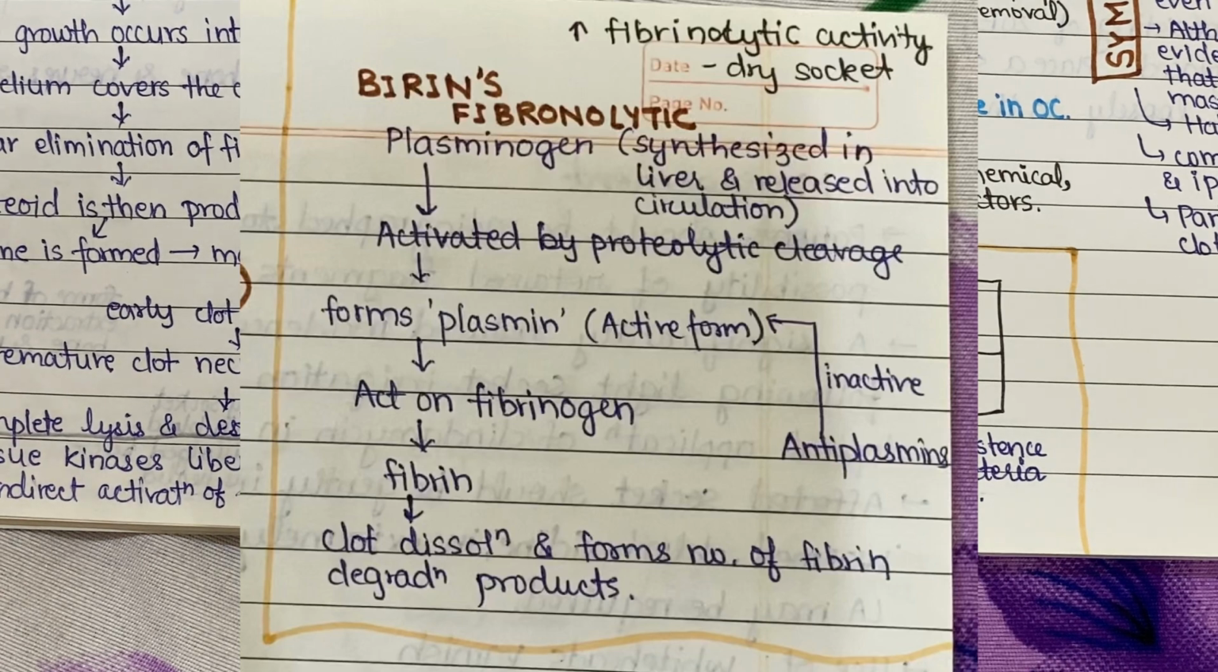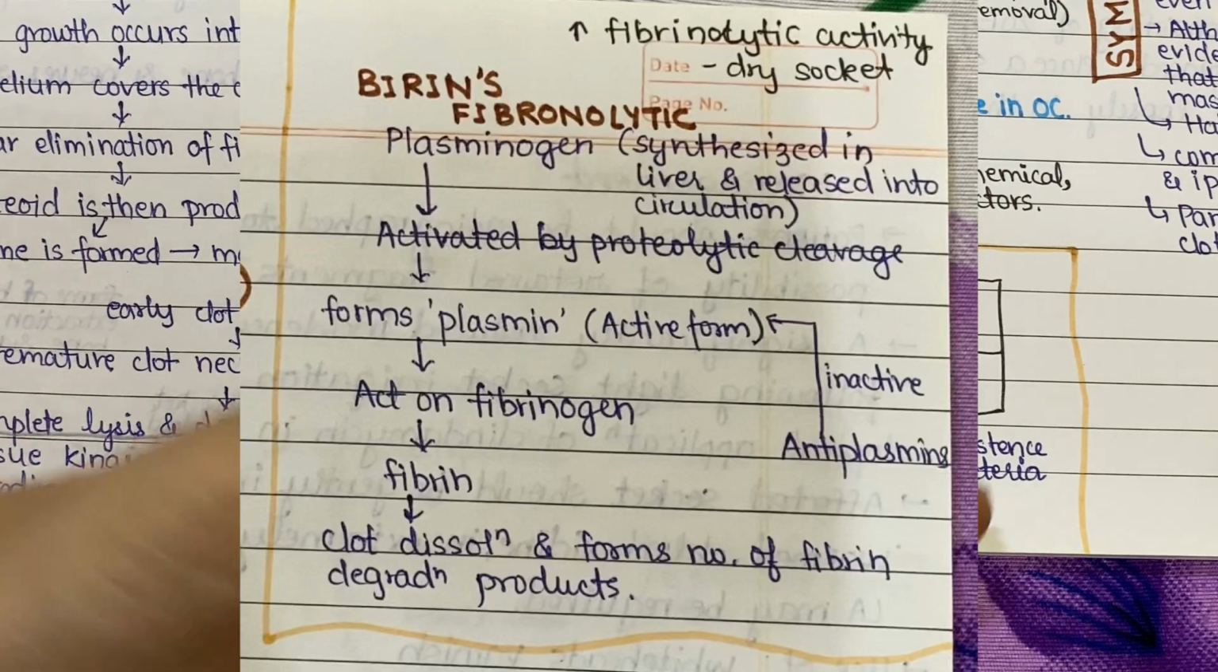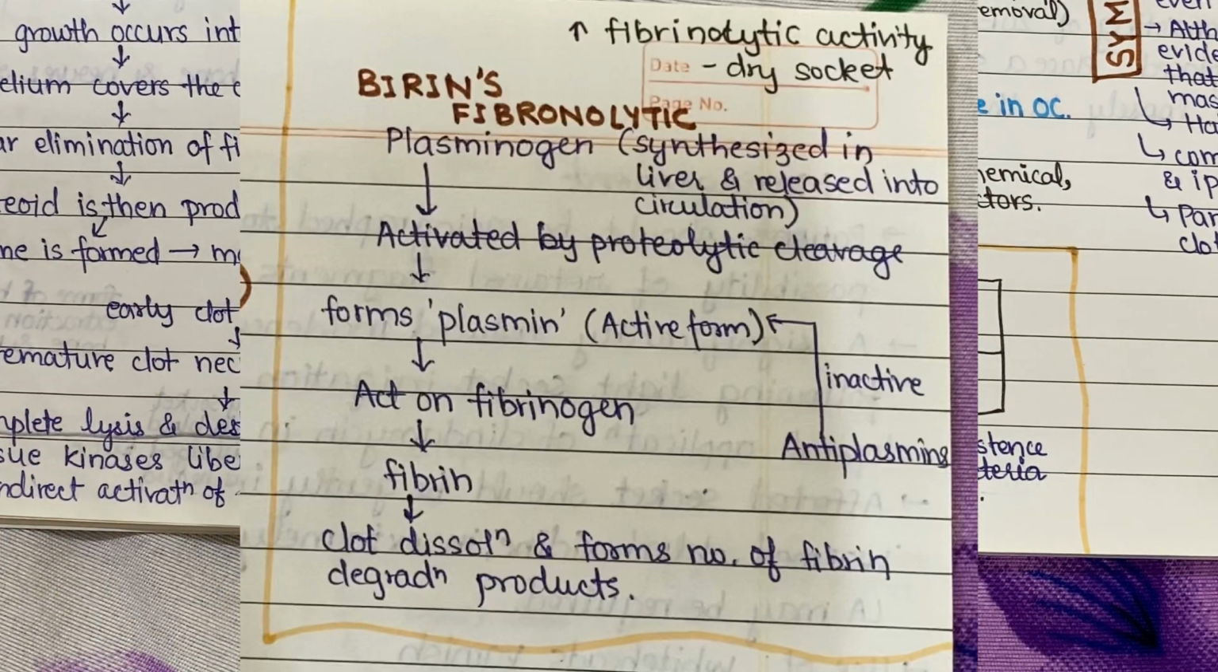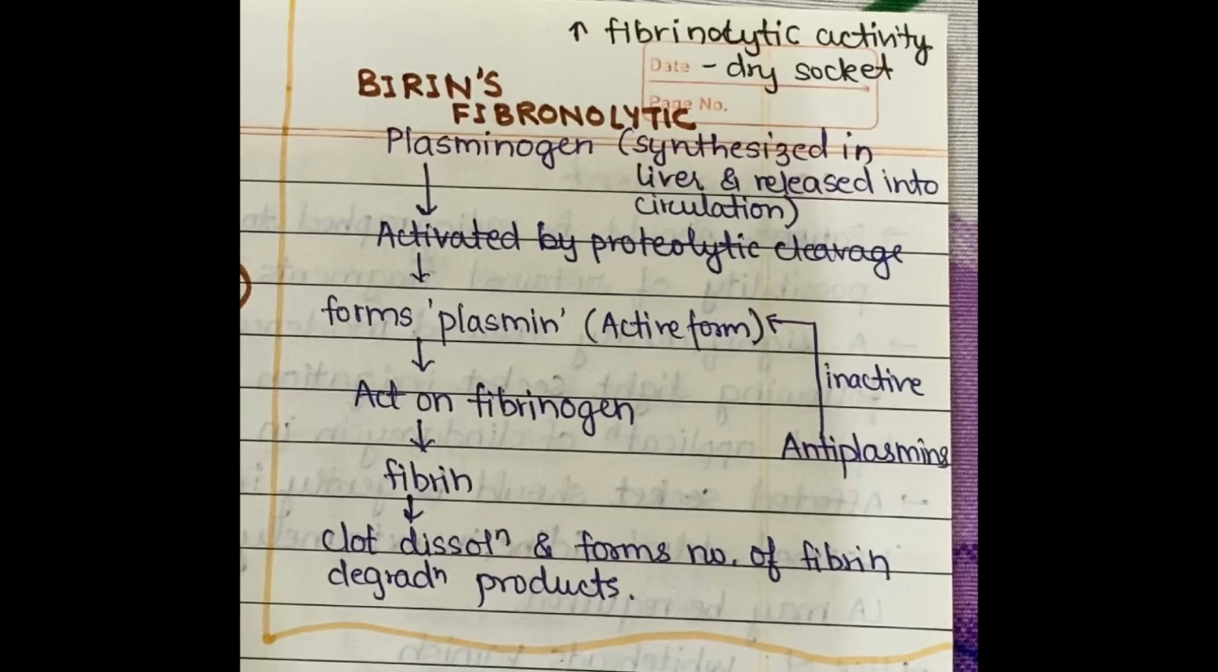But now there is antiplasmin, which inactivates the plasmin. So this is basically your fibrinogen. Your plasmin acts on this fibrinogen. But if there are antiplasmins present, they inactivate the plasmin in the circulation.